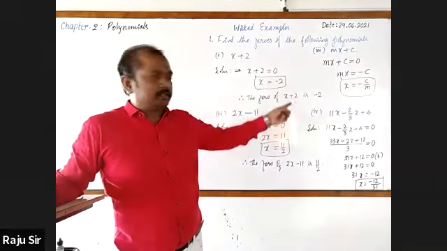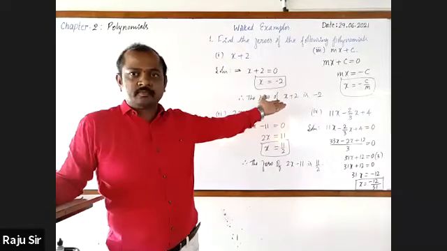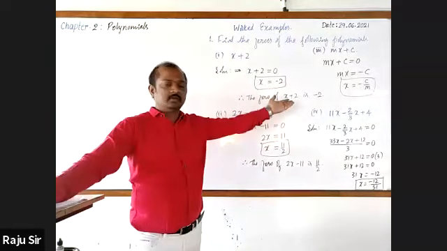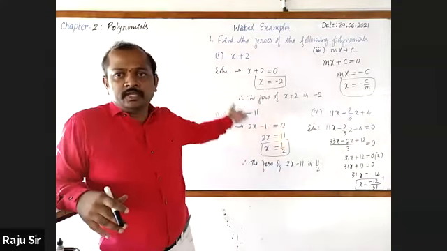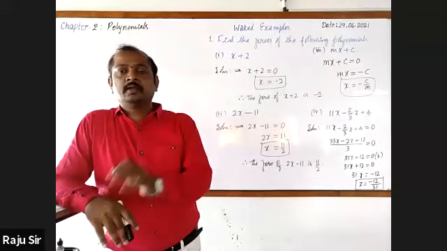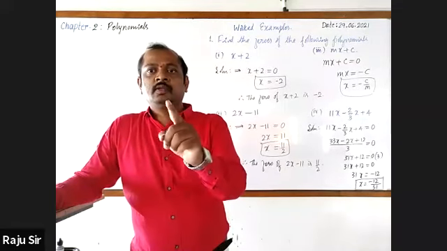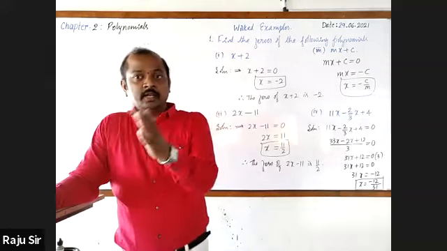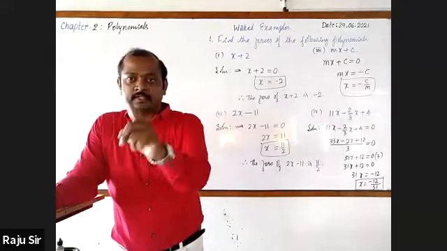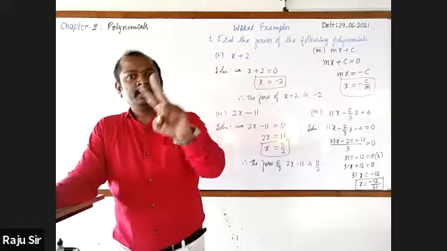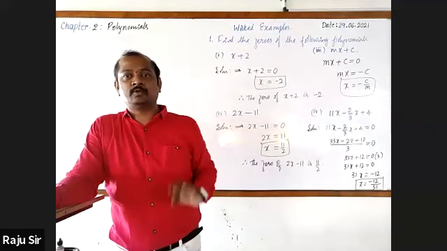But you can also observe that for each polynomial, how many zeros are there? Only 1 zero. What is the degree of these polynomials? 1. From this, we can understand that the degree of the polynomial will also represent the number of zeros. If degree is 1, there will be 1 zero. If degree is 2, there will be 2 zeros. Degree 3, there will be 3 zeros.